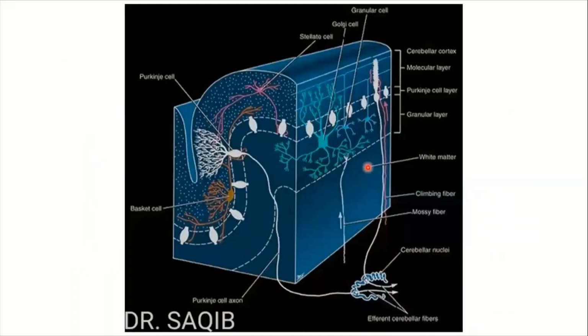You see the three layers here. Yes, you can identify these three layers. This is the cerebellar cortex. The first layer is the molecular layer, right? And the second layer is the Purkinje cell layer. This dotted line is tracing the layers over here. And this is the granular layer, right? These are the three layers of the cerebellar cortex. Below that is, of course, the white matter.